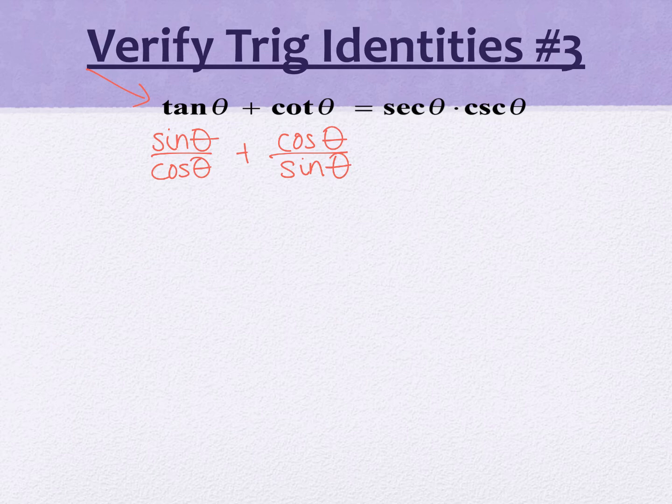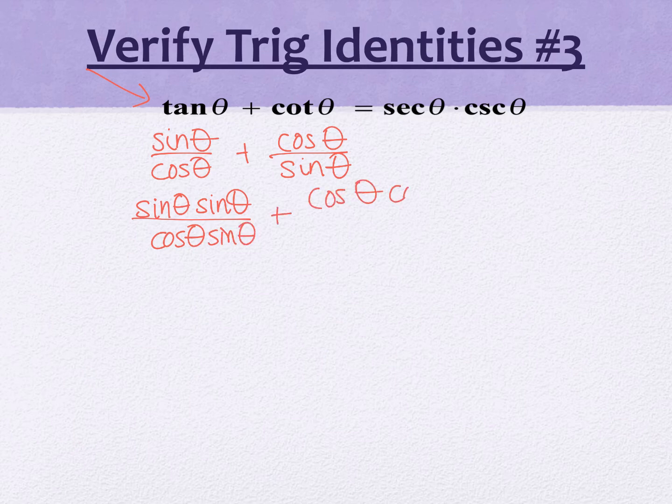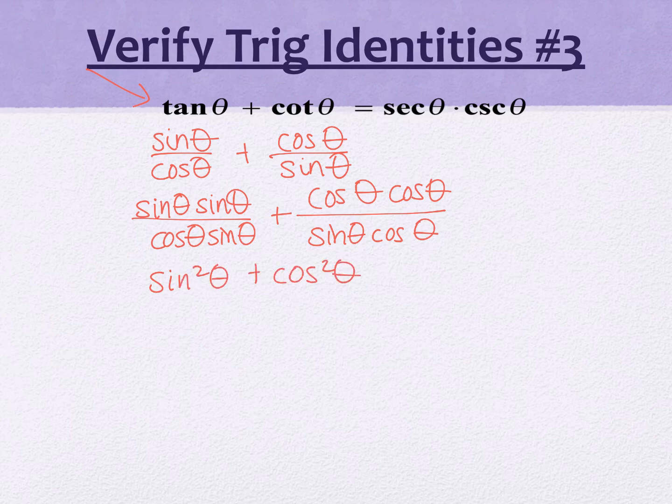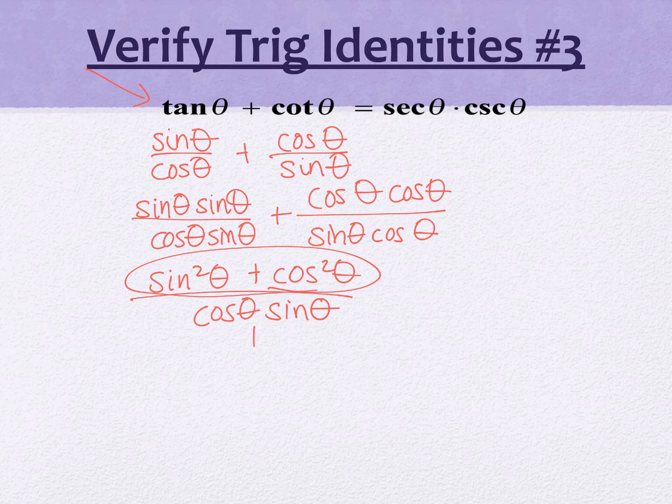And now I have two fractions. I'm going to get a common denominator. So I'm going to multiply the first by sine, top and bottom, and the second one by cosine. And in my numerator, I get sine squared theta plus cosine squared theta all over my denominator, cosine sine. And here's our Pythagorean identity. Again, you've got to get used to seeing that because that represents 1. So now I have 1 over cosine sine.